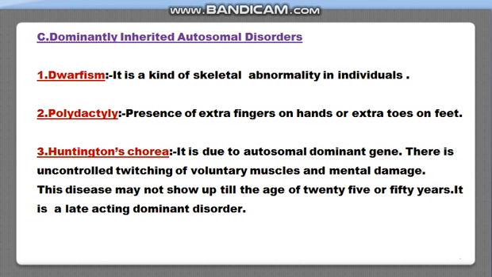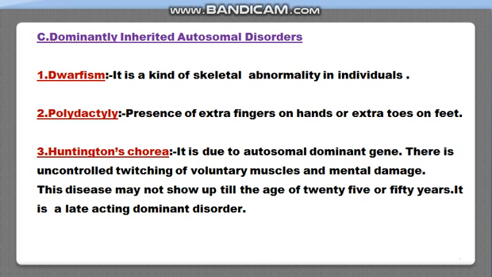Then comes the third category of Mendelian disorders, the dominantly inherited autosomal disorders. And in this category, there are three example disorders. Number one is dwarfism, and you know what dwarfism is? It is a kind of skeletal abnormality in individuals. The individuals are short in height. And then comes polydactyly.